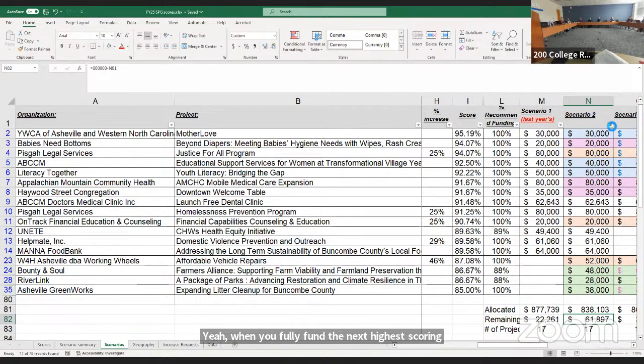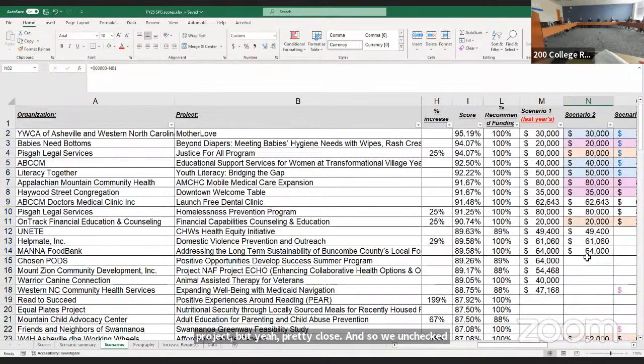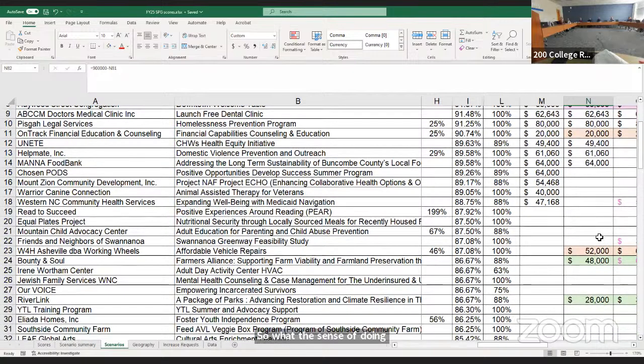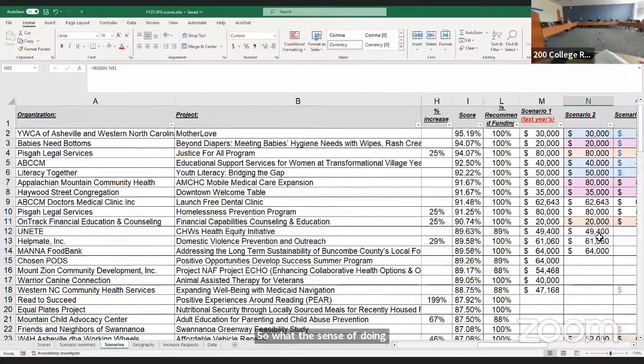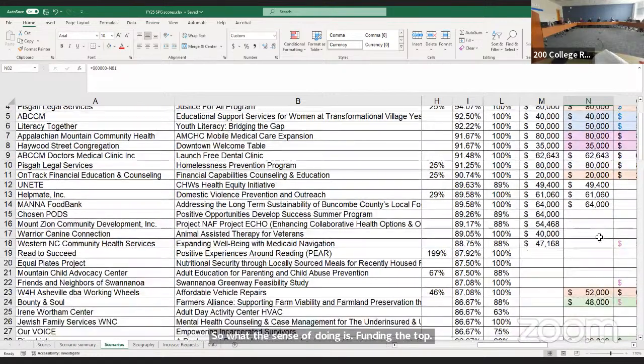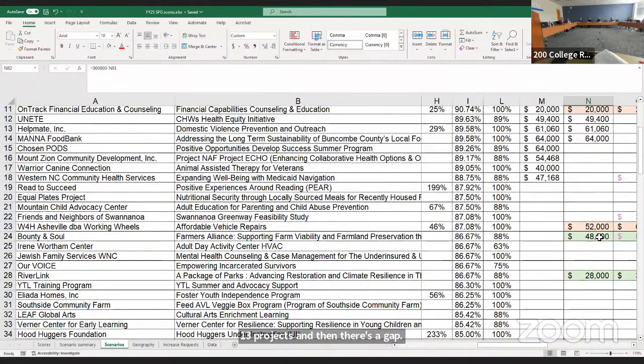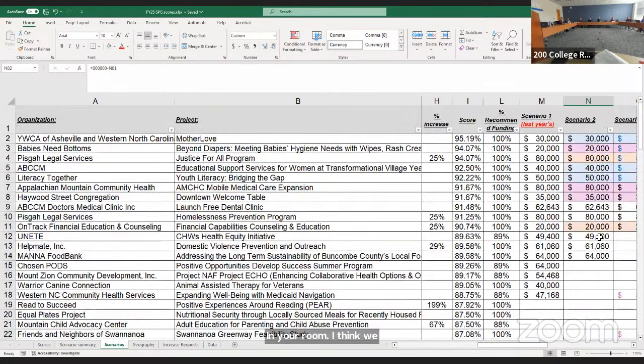Angela, we uncheck the filter so we can see what projects would be skipped over in this scenario. So what this ends up doing is funding the top 13 projects, and then there's a gap, and it starts scooping projects that have slightly lower scores because they're from the focus areas that weren't as prominent in the overall pool. We had very few, I think we said there were 4 environment-focused applications, and economy was also lower, maybe 10 or 11.